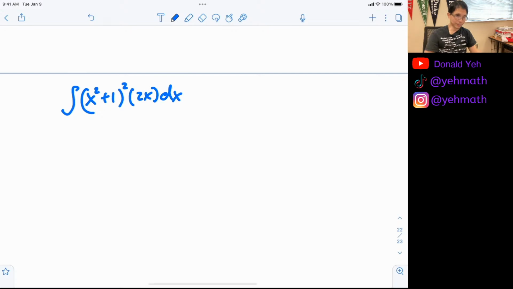How do I take an integration of this? Now, we just did some easy ones, so let's go to a little bit harder one. So what will be the integration of something like, I don't know, x squared plus 1 to the second power, and there's 2x here, and there's a dx.